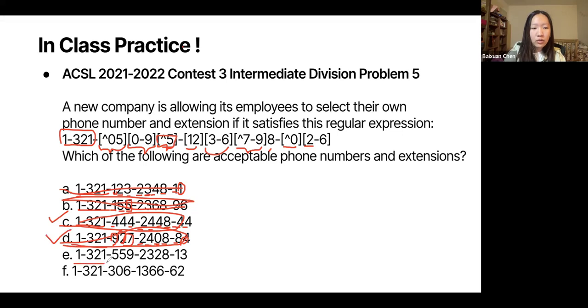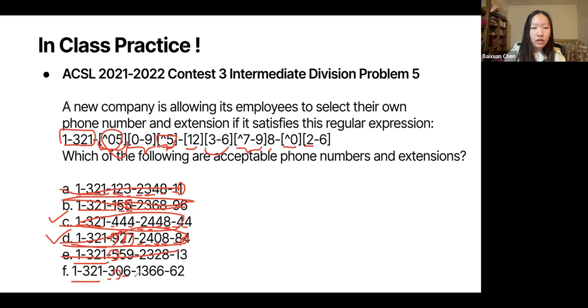So D works. And then we have 1 3 2 1, and then we have 5, which is not 0 or 5. This one clearly violates this expression, so E fails.